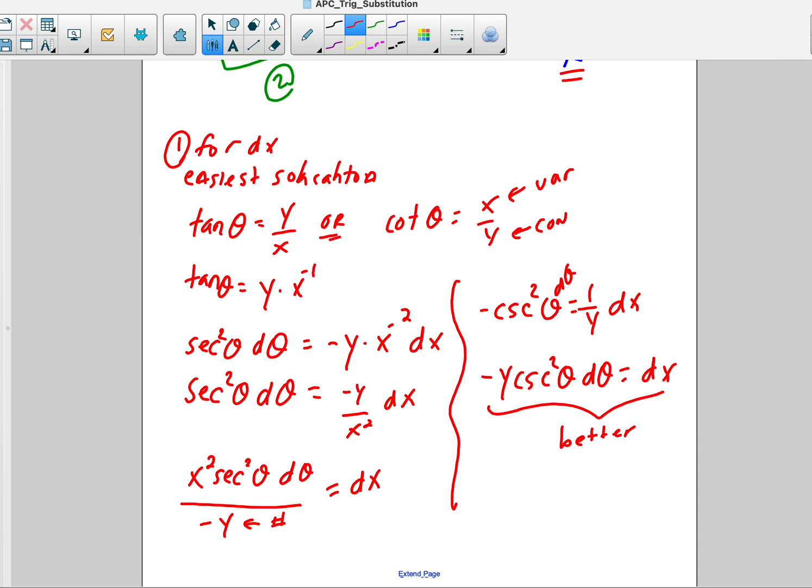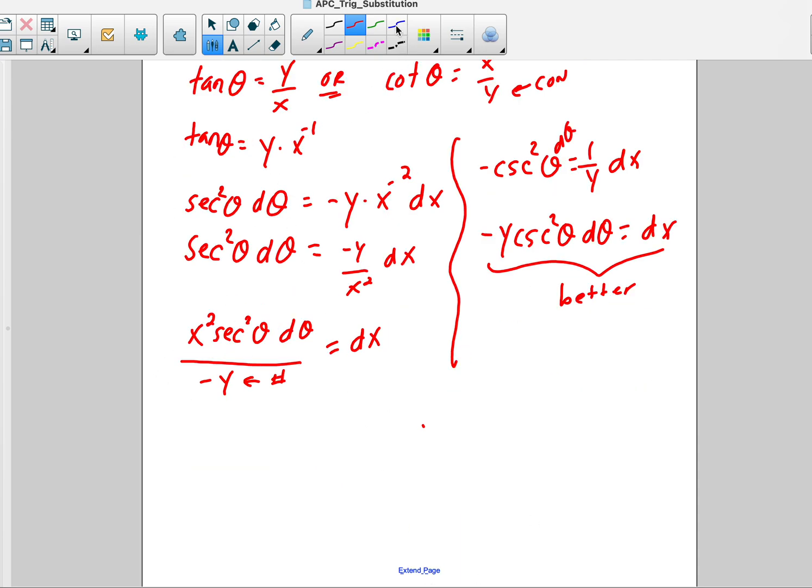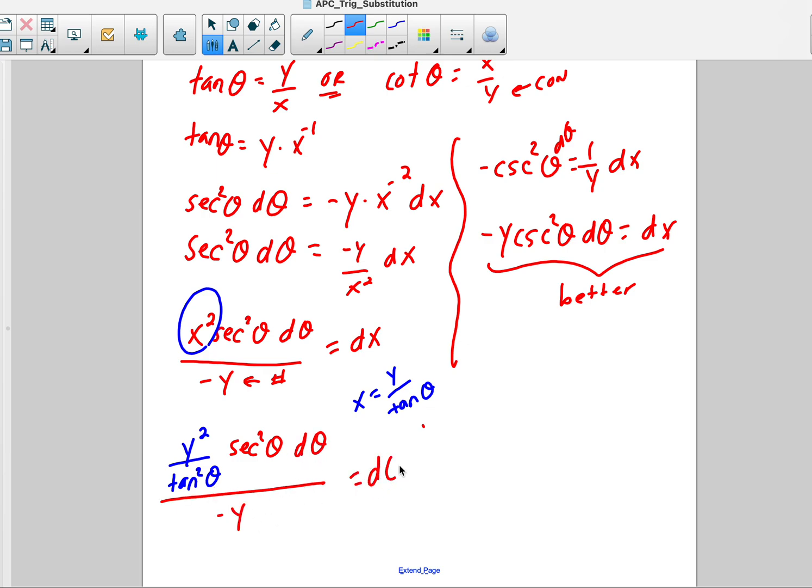The other reason I think that this is better is down here, if I go with this version, I'm still going to have to deal with this x squared, which I'm not stoked about. To deal with the x squared, I'd probably have to come back up here and simplify this equation, which I don't love. So I guess I'd make it x equals y over tangent theta, maybe. And so then my x squared would end up being y squared over tangent squared. So it's not pretty. I think it was a better option by far to do cotangent in this case, but either of those are fine.